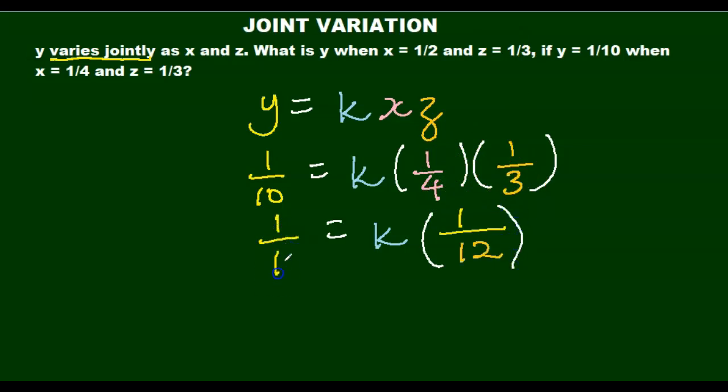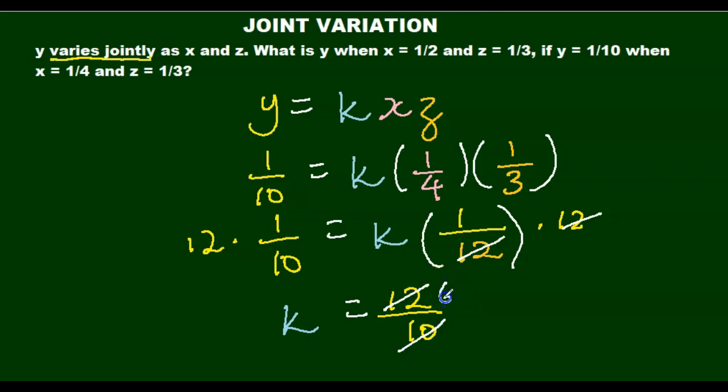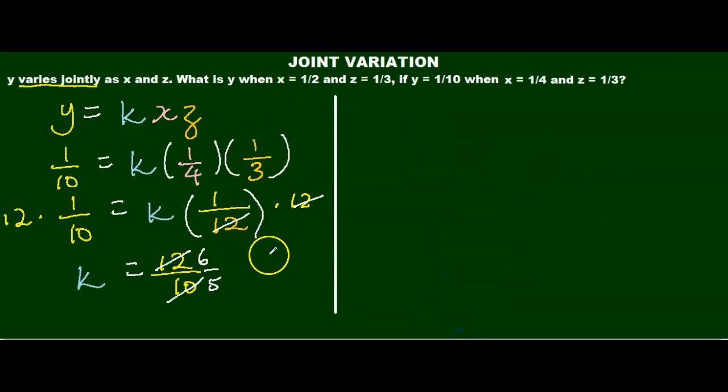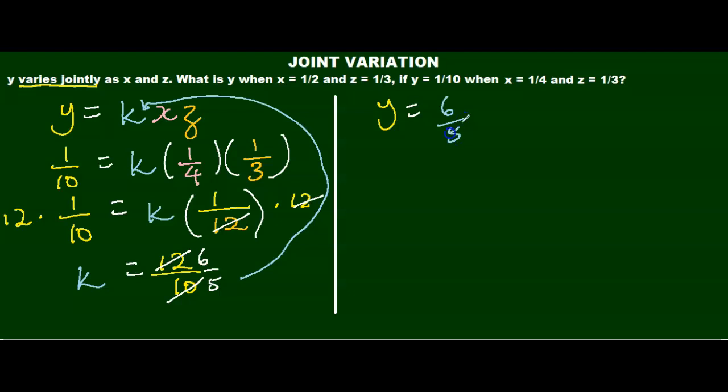Bring down my 1 over 10 here. And for me to get rid of my 1 over 12, I'm going to multiply both sides by 12. 12s cancel out. And I'm left with k equals 12 over 10. And they're both divisible by 2, so I can reduce it to 6 over 5. So we can plug our k equals 6 over 5 back in. Y equals 6 over 5 x z.